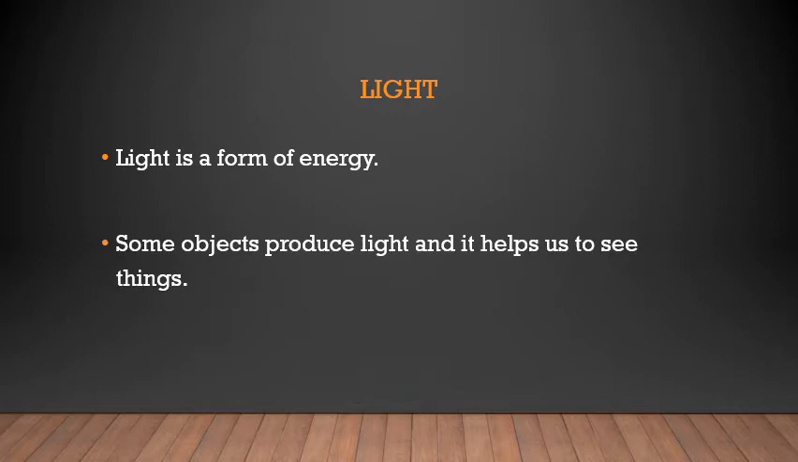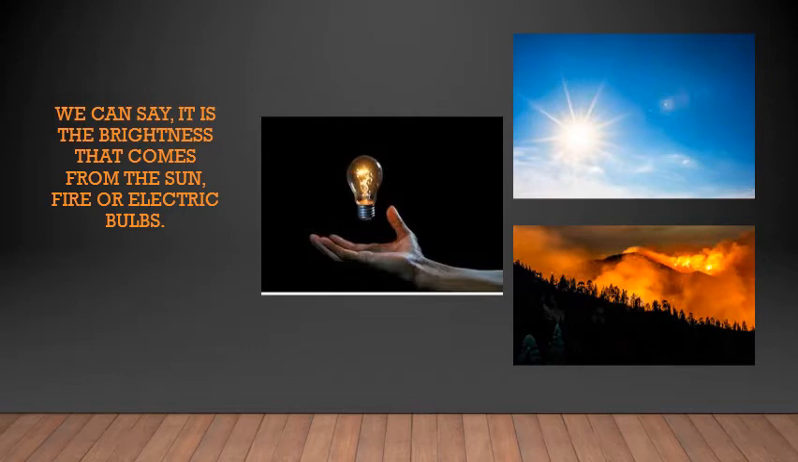Some objects produce light and it helps us to see things. Some objects, for example, sun. Every day morning we wake up with the sunrise, right? And in the night it is very dark because there is no sun in the sky, right? Even if the moon is there, it is not as bright as the sun. Now we can say it is the brightness that comes from the sun, fire or electric bulbs that helps us to see things around us.